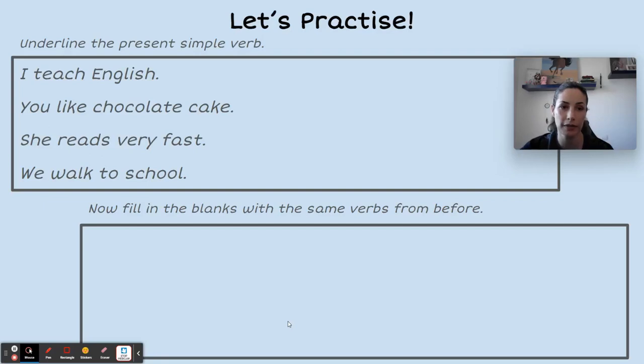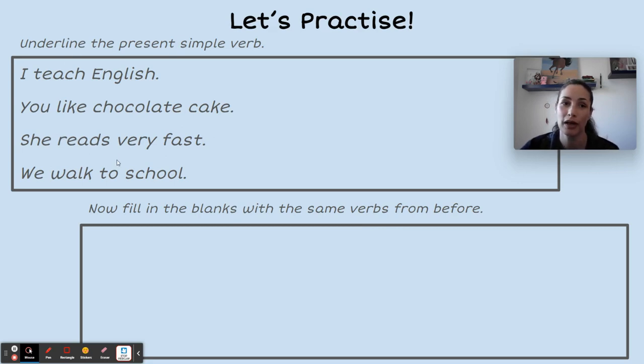Okay, so now you've had some time to go through that first exercise, and hopefully you've been able to find the verb in each sentence. So exercise number two, you have the second exercise, and it says now fill in the blanks. A blank is a line where you have to write something in. Now fill in the blanks with the same verbs from before. What verbs? The verbs you found in the first exercise.